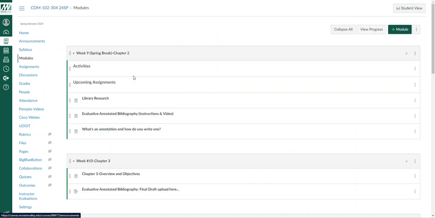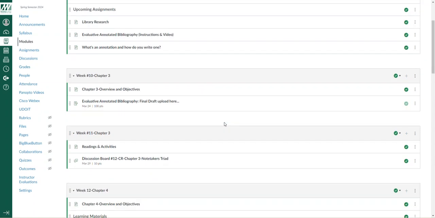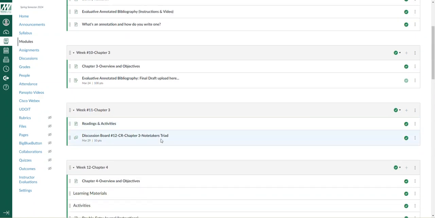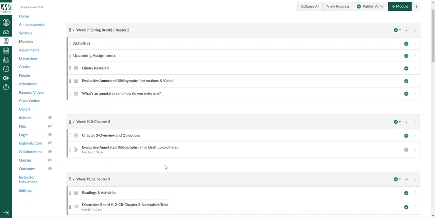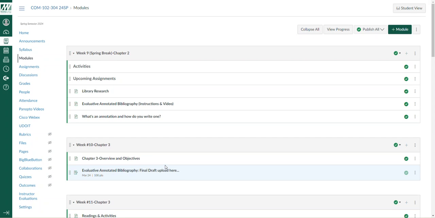Obviously, as we move past the annotated bibliography into week 11, we start picking up chapter 3 with the note takers triad and discussion board number 12. I have opened up several weeks here, all the way straight through to week 12, so everyone should be able to work ahead as you see fit.